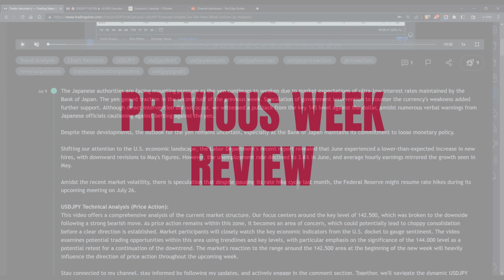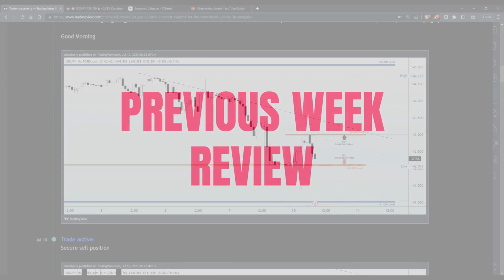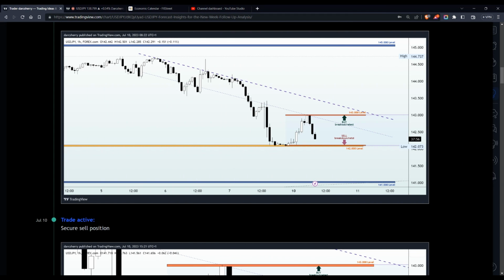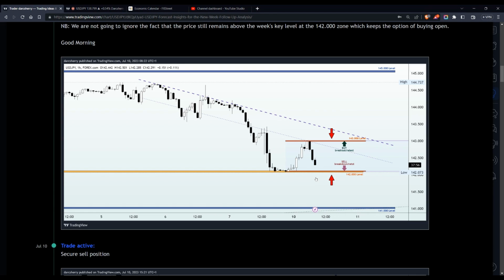Now, talking about last week's trading session, the week started with a very indecisive phase when we saw how price action was trapped within that range, which is between the 143.00 level and, of course, our key level at the 142.00 area. And you know how we do it in this community.